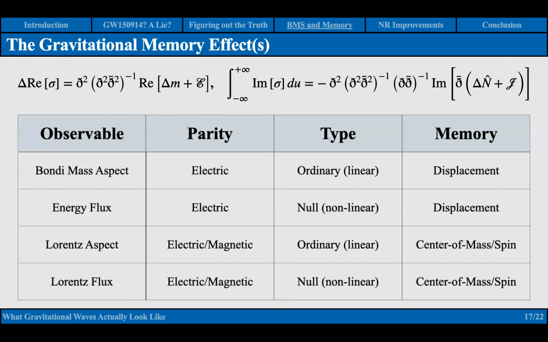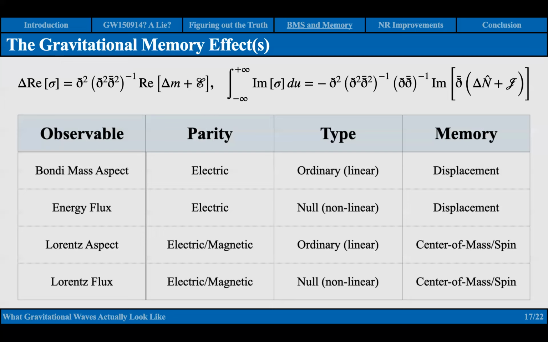And so the easiest way to identify what systems produce these types of memories: obviously from our PN calculation, if you have a binary, so any kind of system that is bound, you're going to produce this null displacement memory. Whereas if you have a hyperbolic system that comes in and scatters, then that's going to produce this ordinary memory. So LIGO is going to see null memory because it sees binaries. But if it saw some really massive, supermassive black hole scattering, it may be able to pick up this ordinary memory.